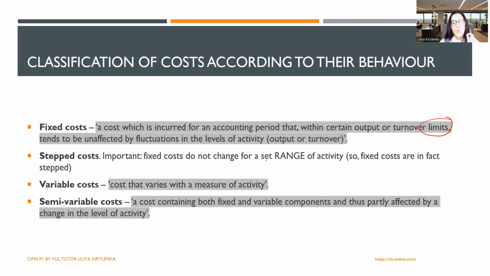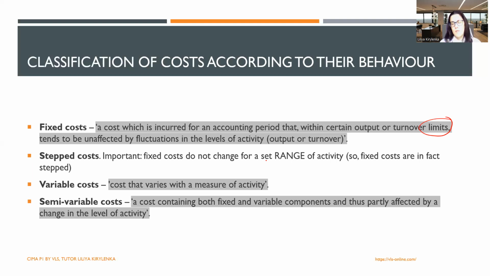But what is important is the word limit. So fixed cost is not the cost that is fixed and that's it, fixed. It is going to be stepped in ranges. And that's why there is a sub-definition, which is called step cost. Step costs are fixed costs that change when the next range of activity is reached.